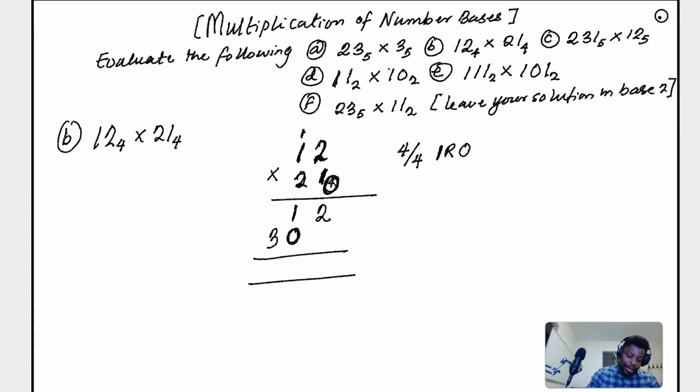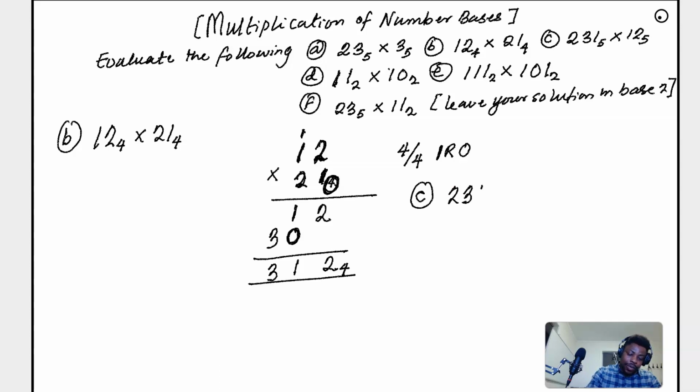Now, what do you have here? 2. What do you have here? 1. What do you have here? 3 in base 4. Easy. I'm going to take question C for you to have good understanding. Let's go to C.